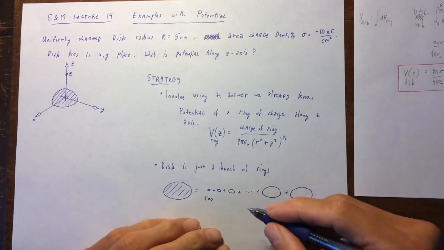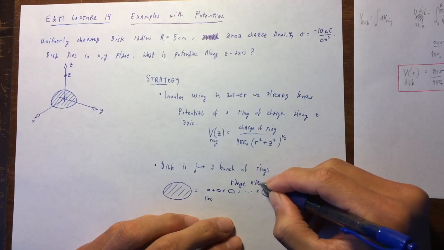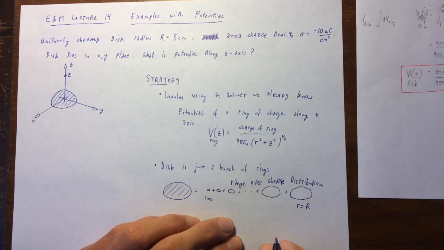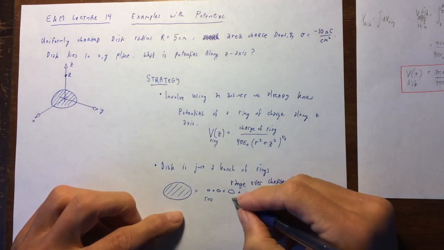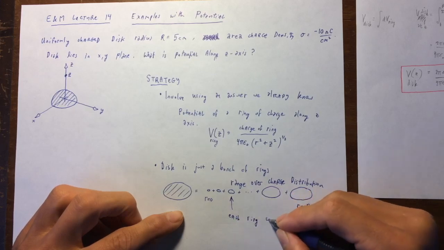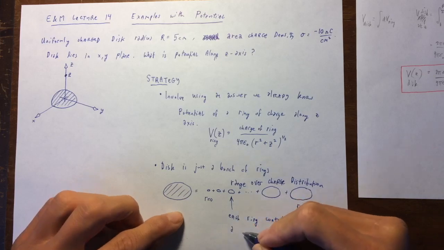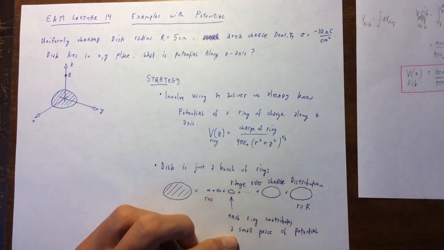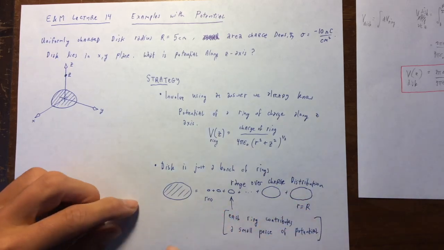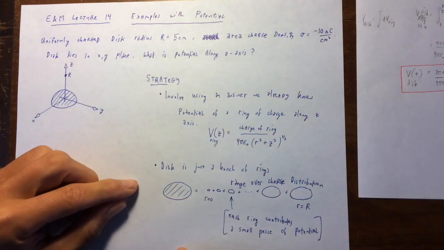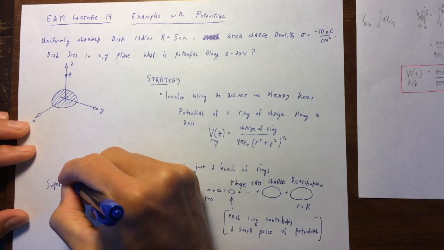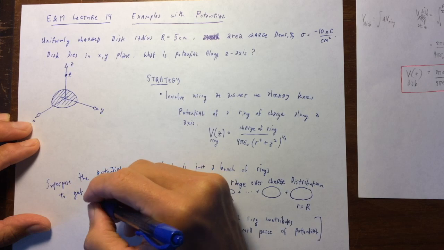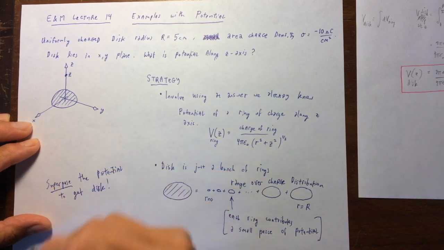And so this r variable is how we are going to range over the charge distribution, right? And what we'll say is that each of these rings contributes a small piece of potential, right? And then the answer to the potential of the whole disk is using the superposition principle. So we'll superpose the potential to get the disk. So it's the superposition principle.